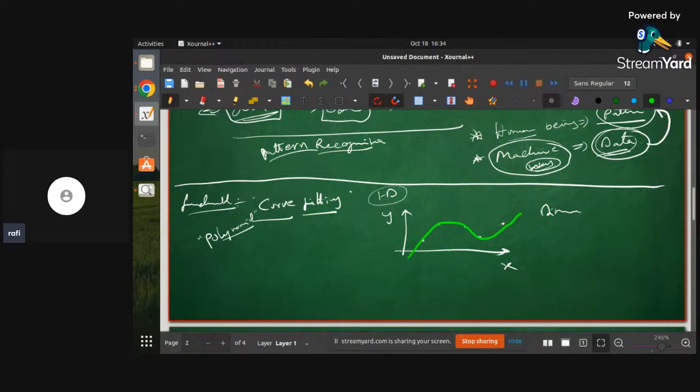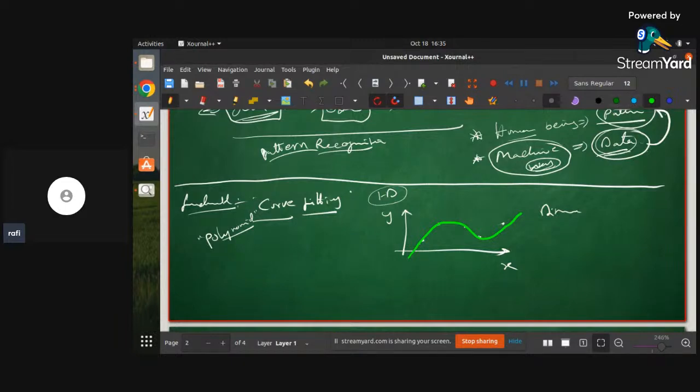Okay, a curve that exactly passes through the points, or an approximate curve which can pass through these points. This is called curve fitting. So we are fitting a curve that exactly matches the given data.